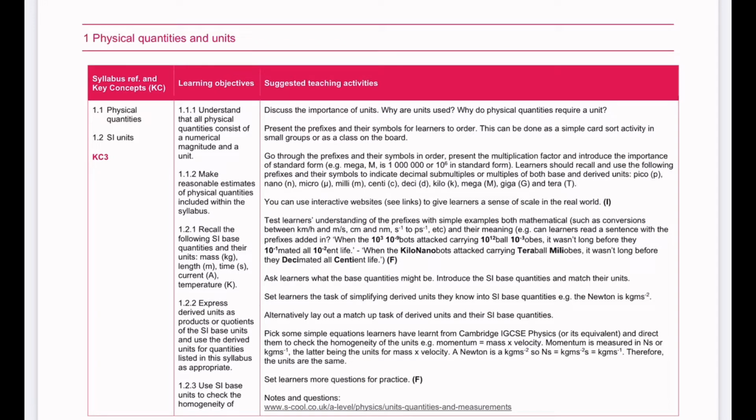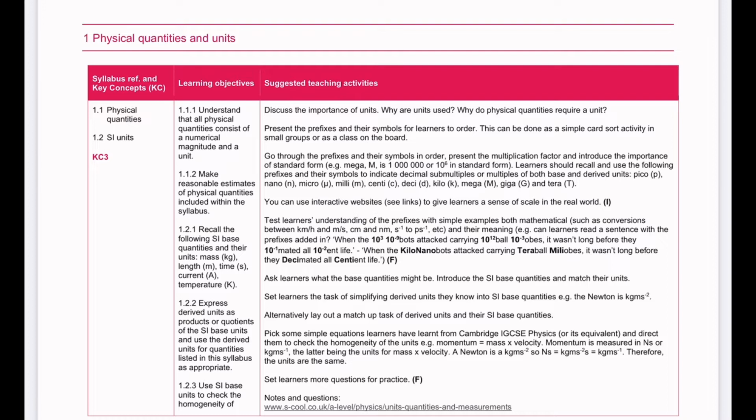The key concepts: 1.1, physical quantities, 1.2, SI units. The learning objectives: 1.1.1, understand that all physical quantities consist of numerical magnitude and a unit. 1.1.2, make reasonable estimates of physical quantities included within the syllabus. 1.2.1, recall the following SI base quantities and their units. For example, mass, kg, length, meter, time, seconds, current, ampere, temperature, Kelvin.